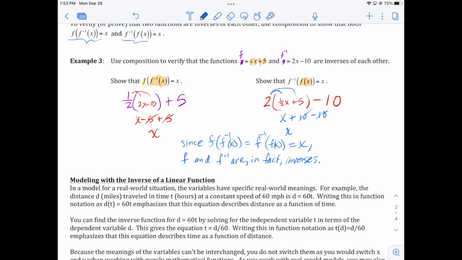You just found the inverse and compared it? That's another way to do it. She just did what we did in the warm-up. She switched x and y and found f inverse and compared it to the other one, and it was.